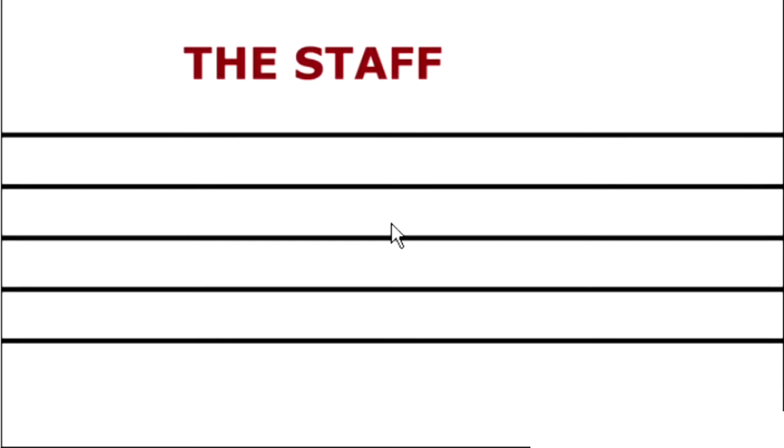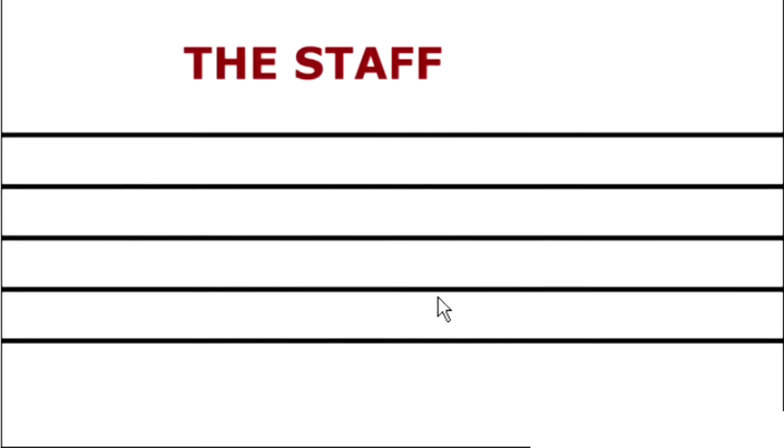The staff, which has been the standard palette for music notation for hundreds of years, is basically what we use to write our music out on and read our music from. So this is a staff. It is composed of 5 lines and 4 spaces. 1, 2, 3, 4, 5 lines, and the 1, 2, 3, 4 spaces in between those lines.